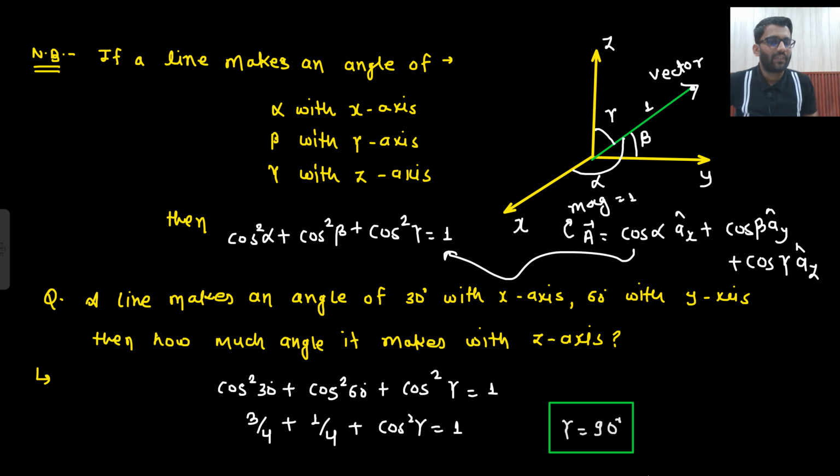If the magnitude was 5, let's just say if the magnitude was 5, so 5 would have been here. So what would you be doing? 5 cos square alpha plus 5 cos square beta plus 5 cos square gamma is equal to 5. So 5 would get cancelled. Are you getting this point? So eventually you are going to get this expression only. Any magnitude you can assume, the magnitude will get cancelled.